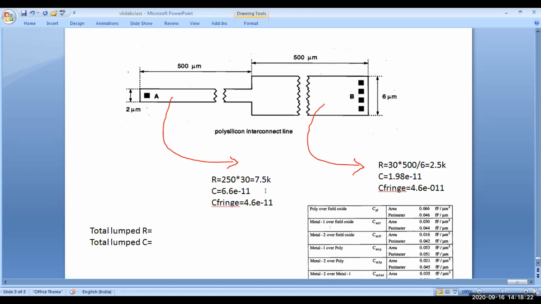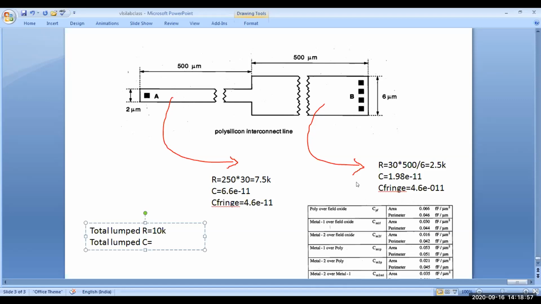So now we got all the values. This is the R lumped for this one. This is R lumped for this one. We got the parallel plate capacitance for both the segments, and then the fringe capacitance will be same for both of them. Now we have to calculate the total lumped R. So total lumped R will be what? The sum of both the resistances. So that will be 7.5K plus 2.5K. That will be 10K.